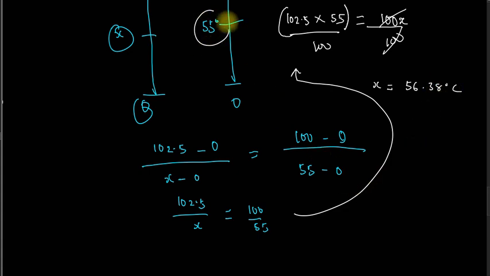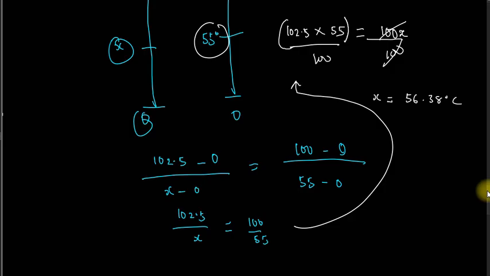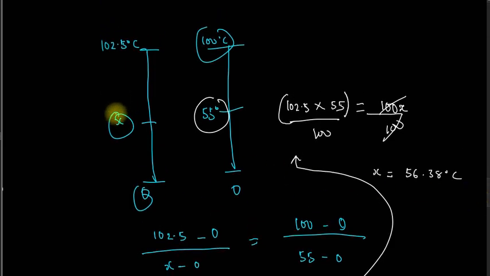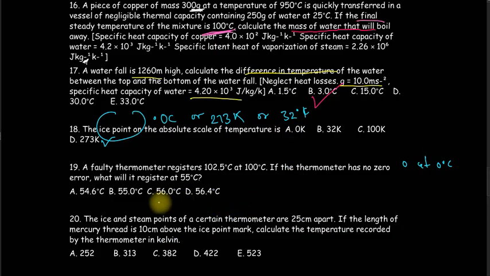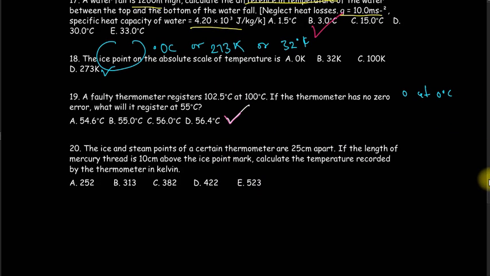So at 55 degrees, this thermometer will be reading 56.38 degrees Celsius. Okay, 56.38, approximately 56.4. So this is the correct answer. So D is the correct answer. Then the last question for this video.